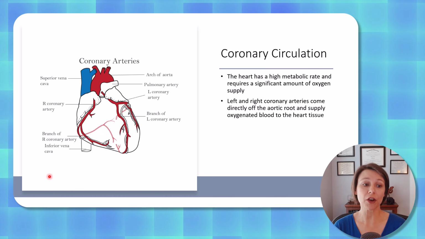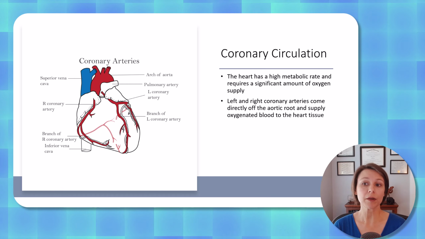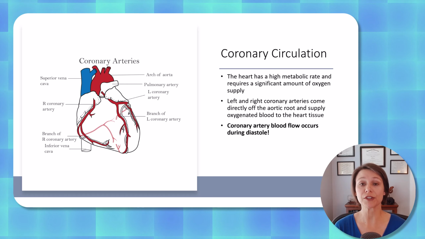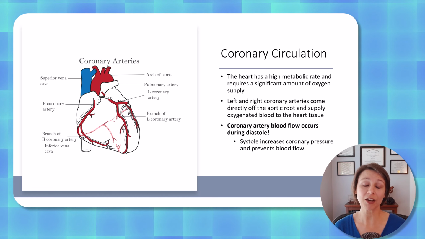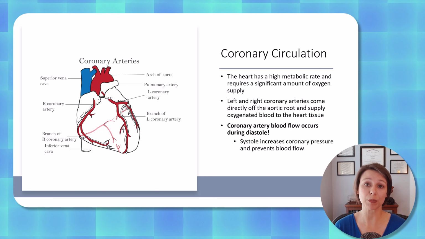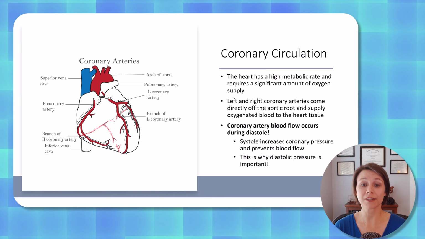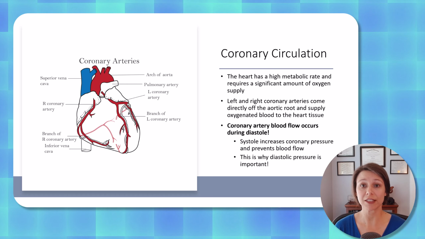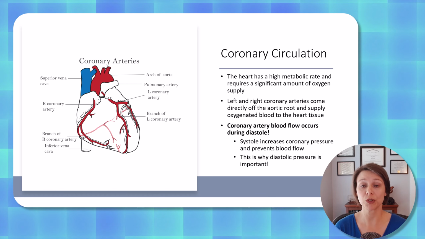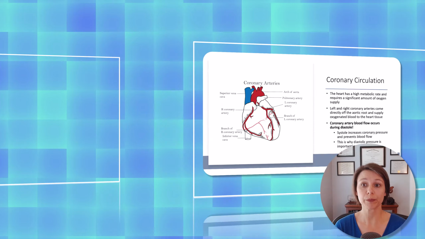It's really important to note that coronary artery blood flow occurs during diastole. During systole, it increases coronary pressure and it prevents blood flow. That is why diastolic pressure is so important. If diastolic pressure is very high, it can reduce coronary blood flow.